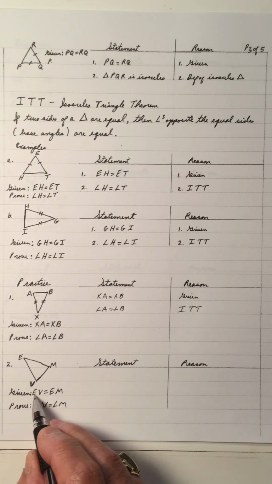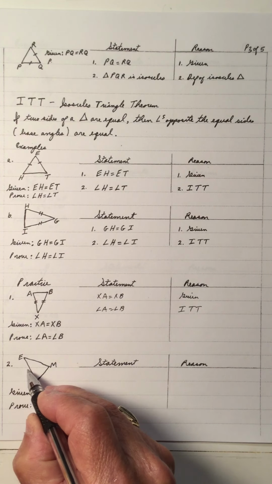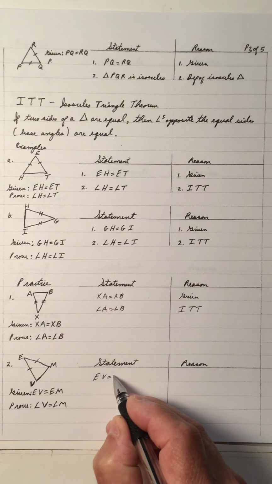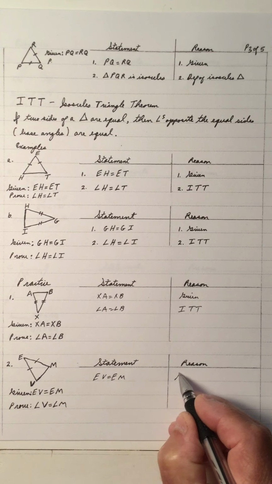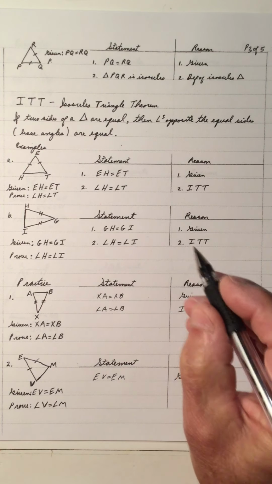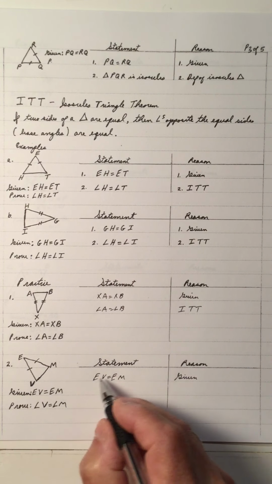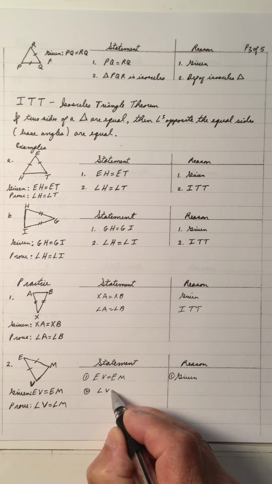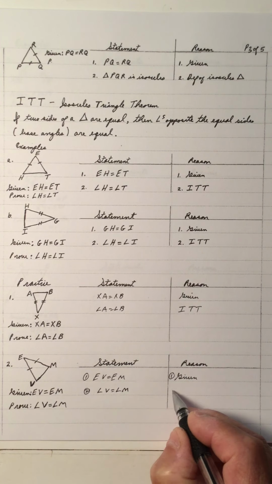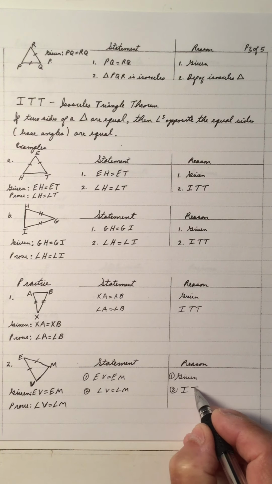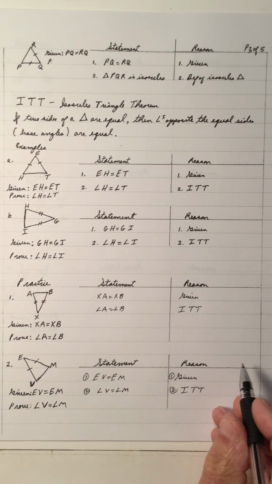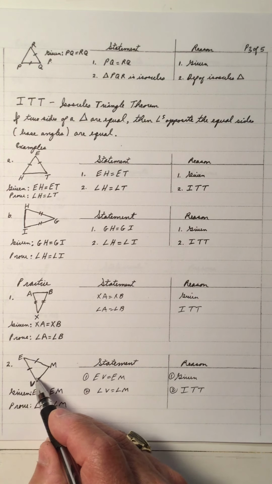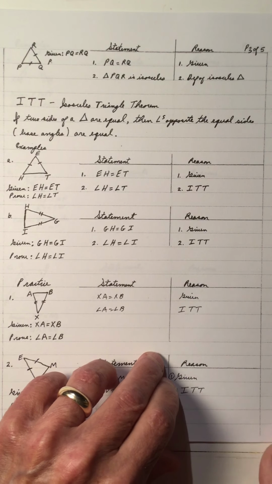Number 2, we're given that EV equals EM. So EV is equal to EM, given. Now remember, I can put 1s and 2s to indicate the steps. So that's 1, goes to 1. 2, angle V equals angle M, and the reason is ITT, Isosceles Triangle Theorem, which means if two sides of a triangle are equal, then the angles opposite those two sides are equal, or the base angles are equal.